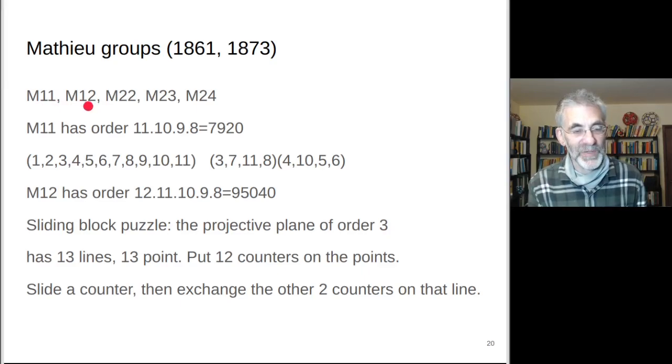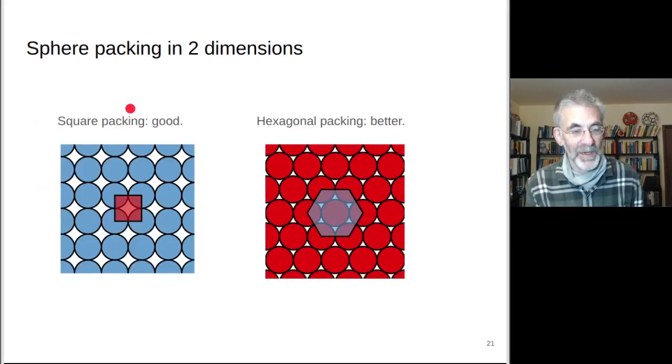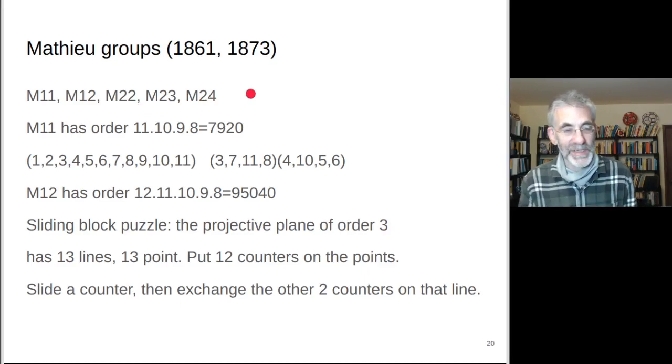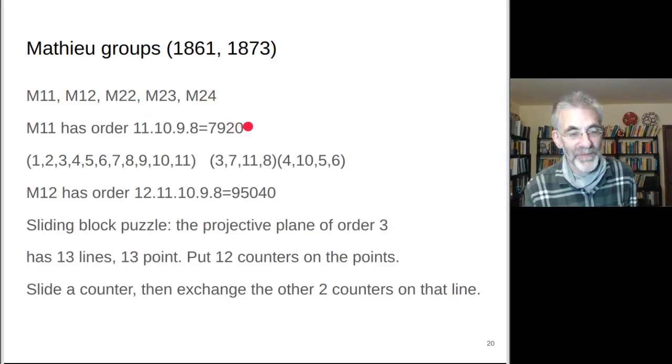The numbers 11, 12, 22 and so on are the number of points these groups act on. So M11, for example, is a group of permutations on 11 points. In fact, it has the property that if you choose any four of these 11 points, there's a unique symmetry in the Mathieu group mapping those to any other 4 points, which means the order is 11 times 10 times 9 times 8.